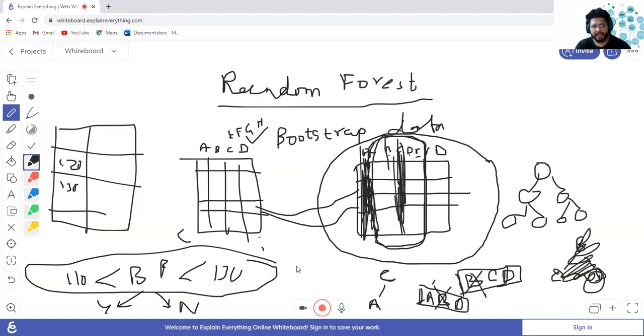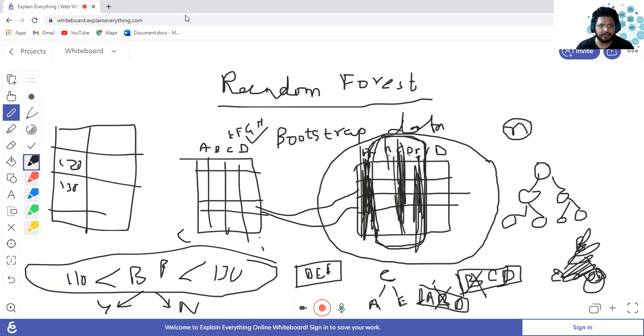Another subset I take, say D, E, F. I calculate the Gini impurity, and I see that E is the best one. So E is also gone. Now this is the way I keep on doing until all the columns are covered. So with this technique, I can generate n number of decision trees for the same data set.